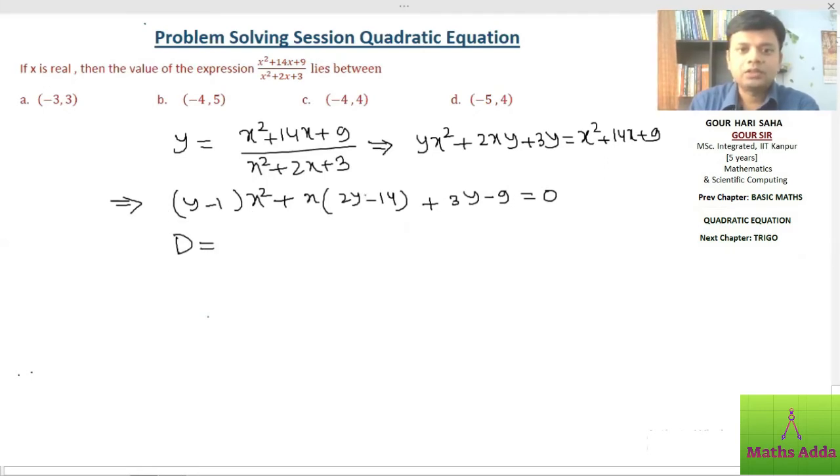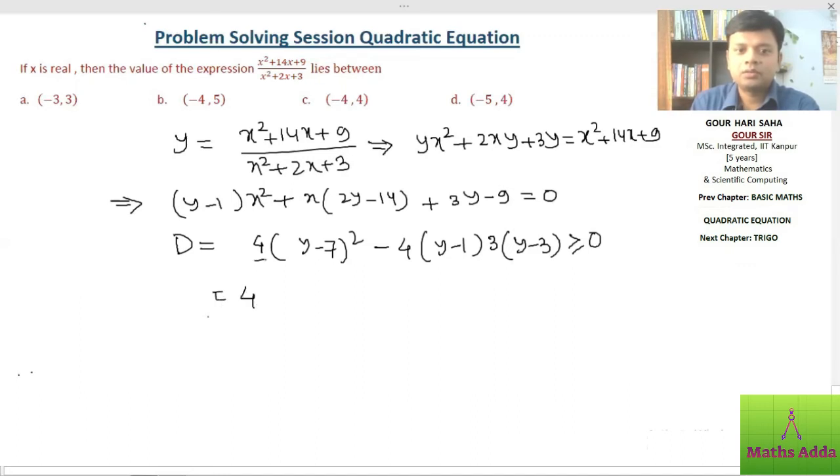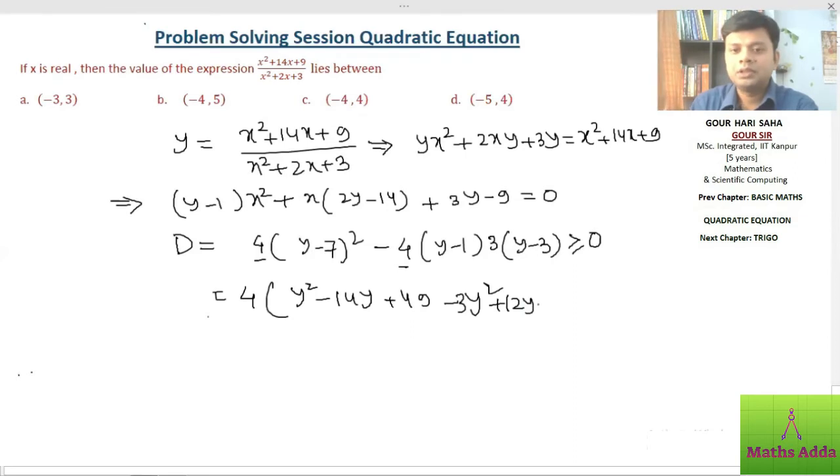So, D, that is (2y minus 14) squared, take 2 common, it is 4 into (y minus 7) square, b square, minus 4 into a, that is y minus 1, and c, you can see 3 is common, take 3 common, y minus 3, greater than or equal to 0. Now, take 4 common and expand: y square minus 14y plus 49, and then minus, y into y square. If you multiply them, it is 3 here, so minus 3y square, then minus 4 into 3, minus 12 plus 12, you focus on the calculation, and then this is minus 3, it is minus 9, greater than or equal to 0.